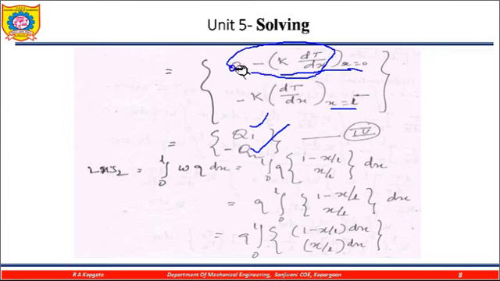So this one is q1, because minus k dt by dx is equal to q1, and this one is minus q2. At x equal to L there is convection taking place, that's why this term is minus q2.